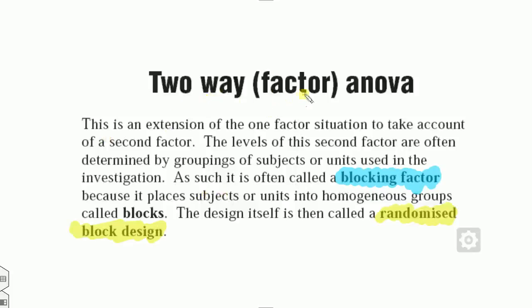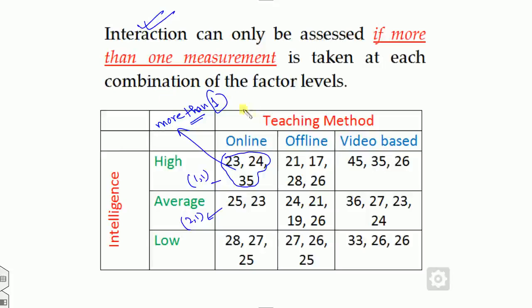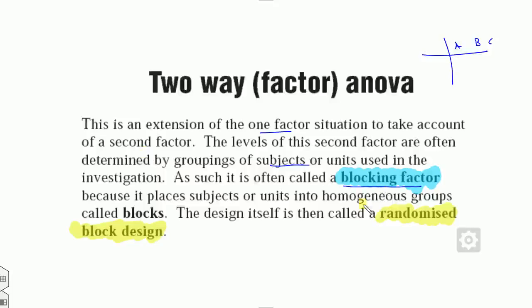So I just recall the definition of the ANOVA. It is an extension of the one-way ANOVA, one factor, and the levels of this factor are determined by the grouping of the subjects. Here subjects are also called labels, and each factor is defined as a blocking factor. Look at this. If you look at the previous example, these are my blocks. So this is my block 1, with teaching methods and intelligence. So that's why this is also called the randomized block design, also called the RBD.